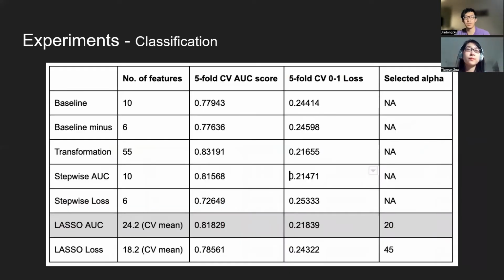For classification, we need different metrics, including the classic 0-1 loss and the AUC score, which is the area under the ROC curve. We used the similar features from before as our baseline model, and then we did transformation and included all the interactions, making it a total of 55 features. And then we did stepwise regression or lasso using the AUC or the loss as our metric. Out of these 4 models, we choose the best one, which is the lasso AUC.